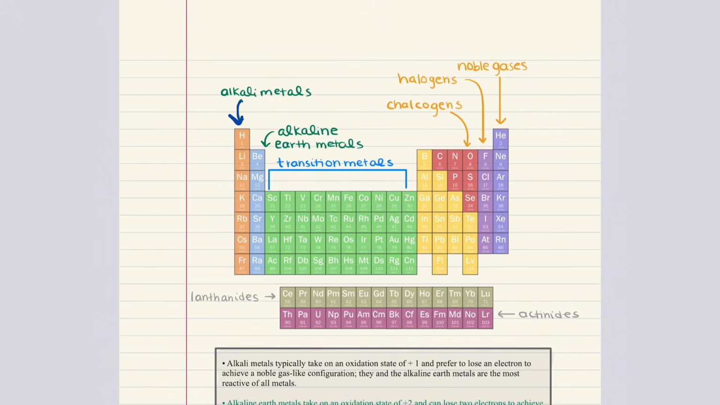Common alkali metals include lithium, sodium, and potassium. Now, what about alkaline earth metals? They're group 2 metals here. They also possess many properties that are characteristic of metals.